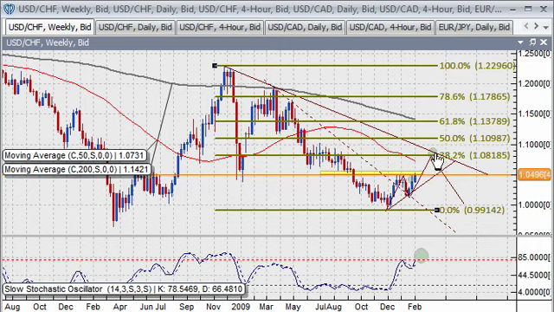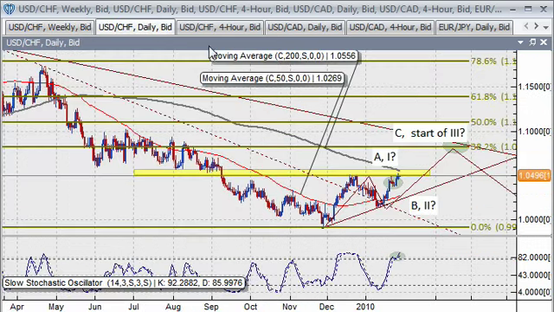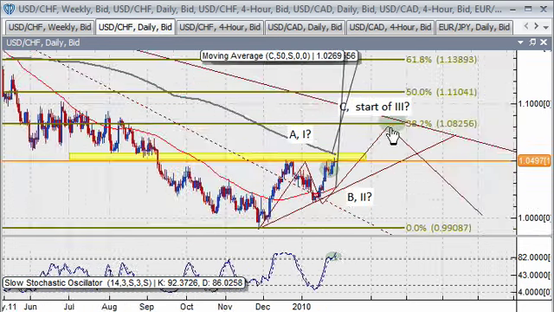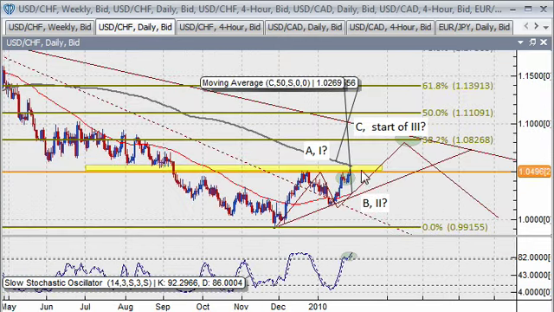And whether or not the market breaks this should tell us whether this is ABC or 1, 2, and third wave. So looking at the daily, this is either ABC and then a continuing decline to retest this parity level, or it could be 1, 2, and a break of this would indicate that this is a third wave for a rally.